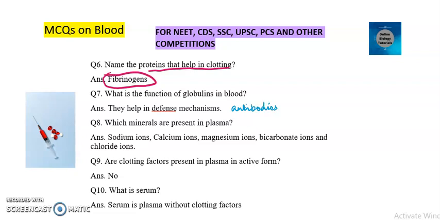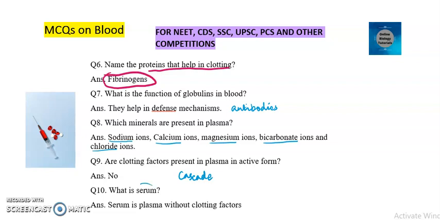Which minerals are present in plasma? Answer is sodium, calcium, magnesium, bicarbonate and chloride ions. Are clotting factors present in plasma in active form? No, they are not in the active form. Whenever we get injured, at that time they become active and they do a series of reactions which are known as cascade reactions, which help in the clotting of blood.